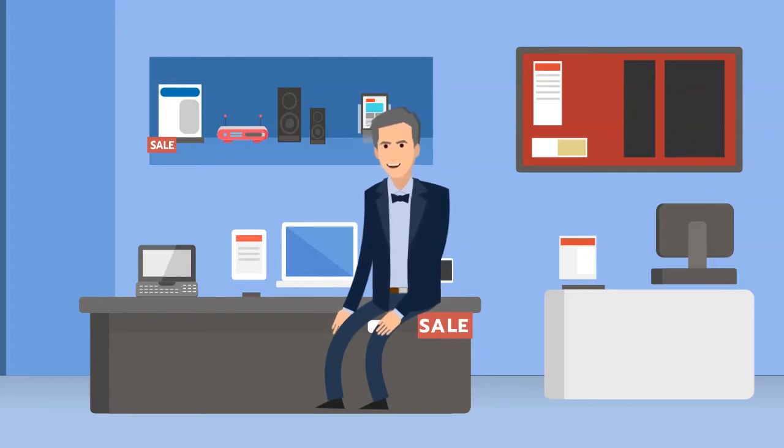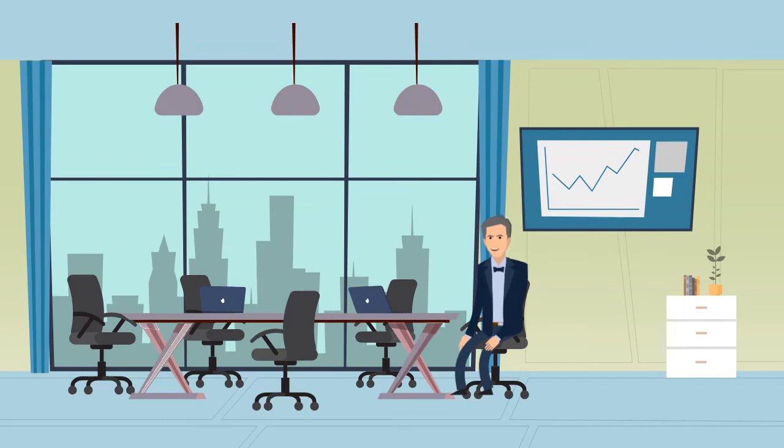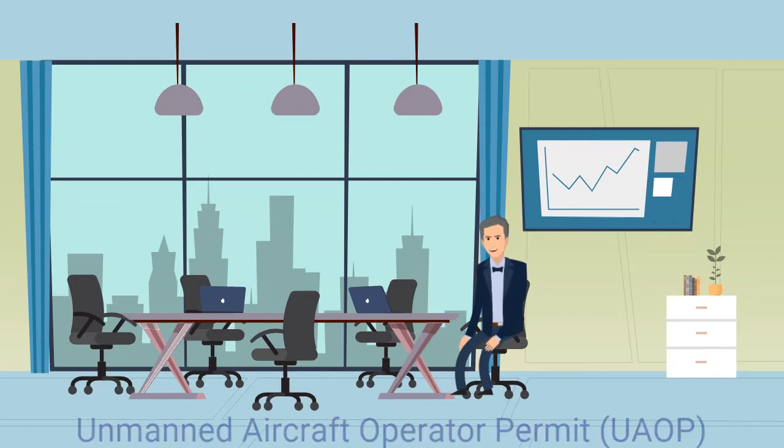Now you have got your aircraft and you have your UIN number obtained from DGCA. Your question might be, anything else I need to fly my aircraft? Yes, you need a UAOP, that is Unmanned Aircraft Operator Permit. Yes, you need a license to operate your aircraft or drone.